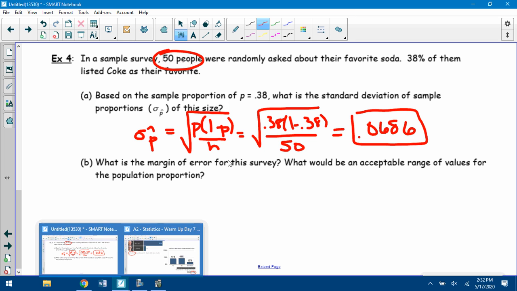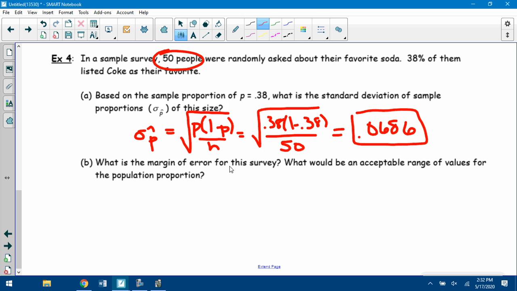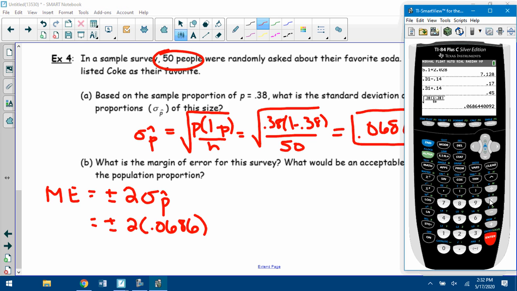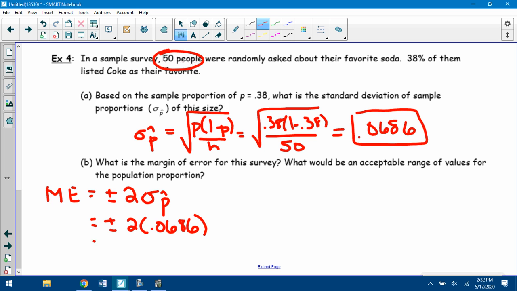And finally, what's the margin of error for this survey? What would be an acceptable range of values for the population proportion? So margin of error, it's plus or minus 2 standard deviations of the sampling distribution. So that number I just calculated. So plus or minus 2 times 0.0686. So that times 2 means plus or minus 0.137. 0.1372, I think it was. Didn't tell us what to round to.